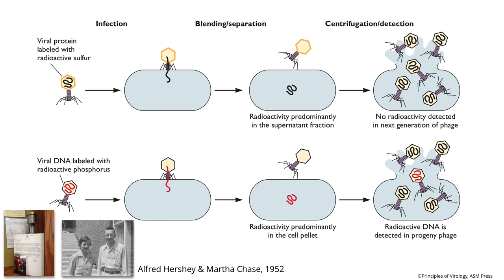And then they asked, where is the radioactivity? And if you let the infection go, in the new phages that are produced, where is the radioactivity? So what they found is that when you label the phages with S35 to label the proteins, and you do the shearing in the blender, the radioactivity is predominantly in the supernatant.